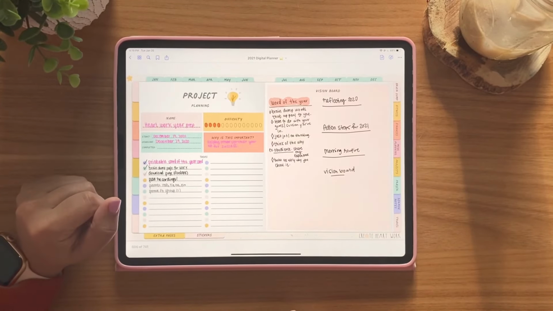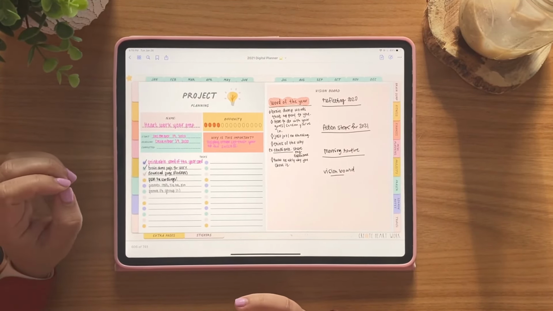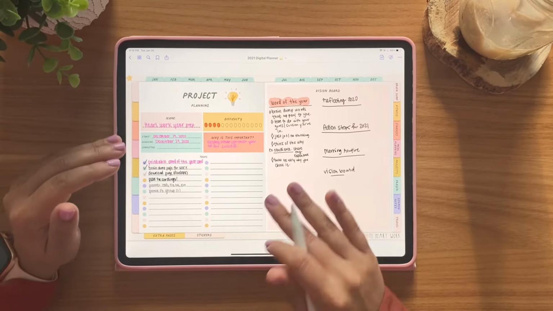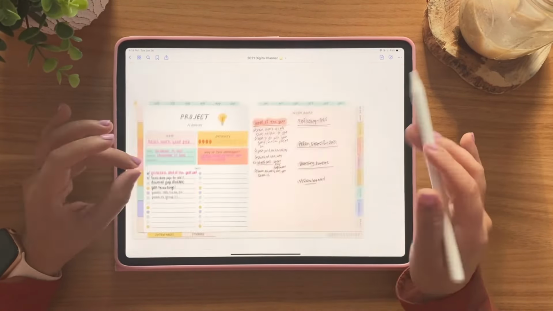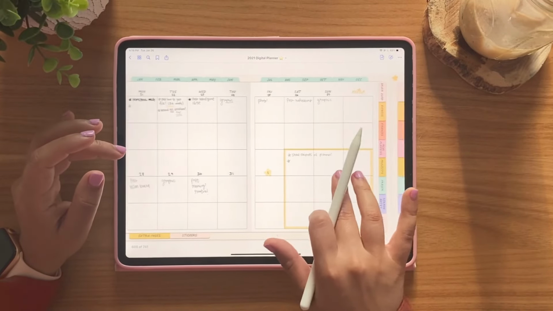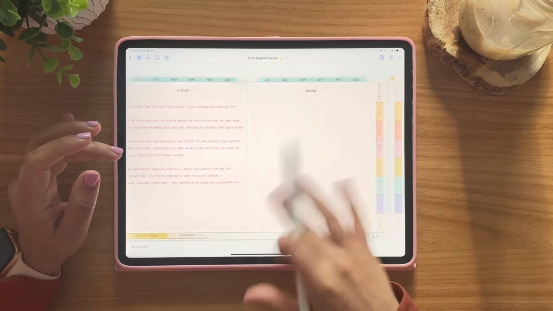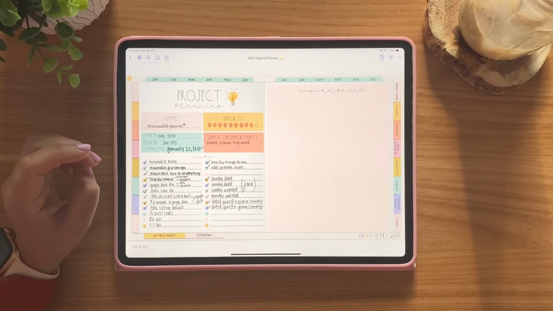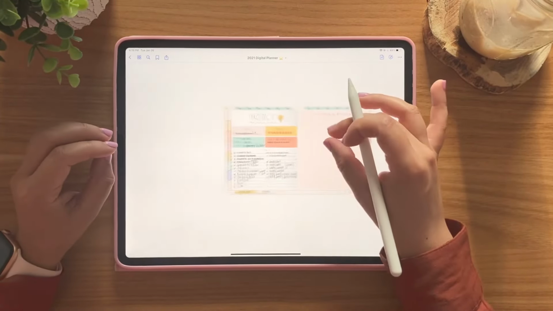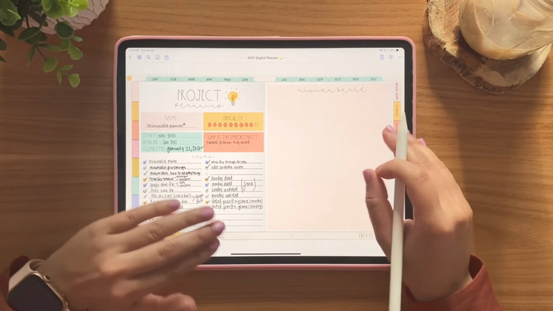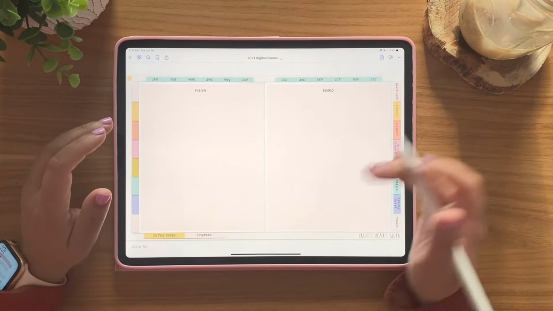The way that I use this is I always add the difficulty, what it is, and why it is important. For example, I think I did this one, right? So when I completed it, I actually wrote it in. I wrote all my to-dos that had to be done. Vision board, I usually add pictures of things I want to include in whatever project I'm working on.